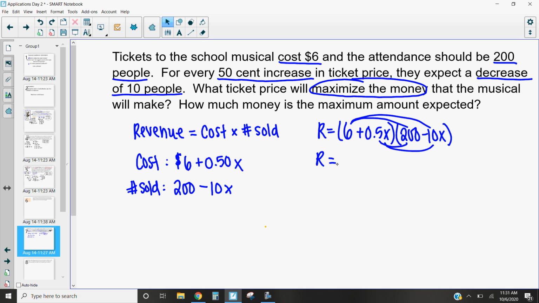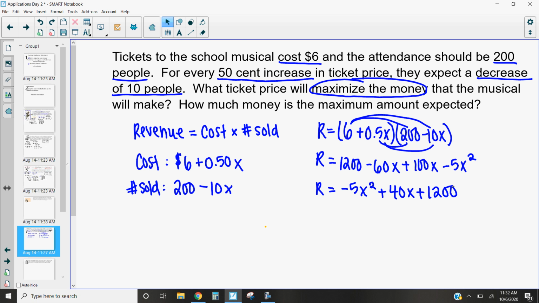And I get that my revenue is going to be 1,200 minus 60x, plus 100x, minus 5x squared. So our revenue, written in standard form, is negative 5x squared plus 40x plus 1,200. Now I want to take a look at this graph here.